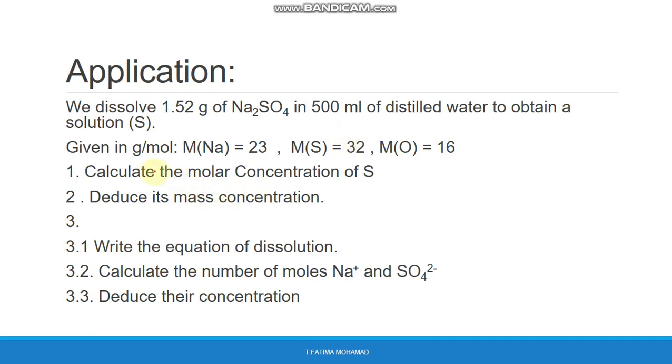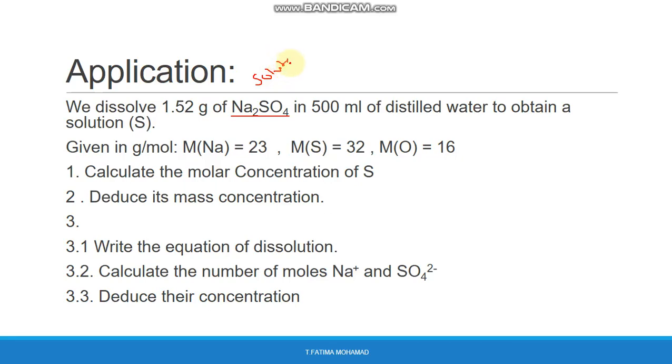Given in gram per mole, the molar mass of Na is 23, the molar mass of sulfur is 32, and the molar mass of oxygen is 16. Calculate the molar concentration of S, deduce its mass concentration, write the equation of this solution, calculate the number of moles of Na+ and SO4 2-, and deduce their concentration. So what do we have? This is the solute, right? Na2SO4. This is the solute.